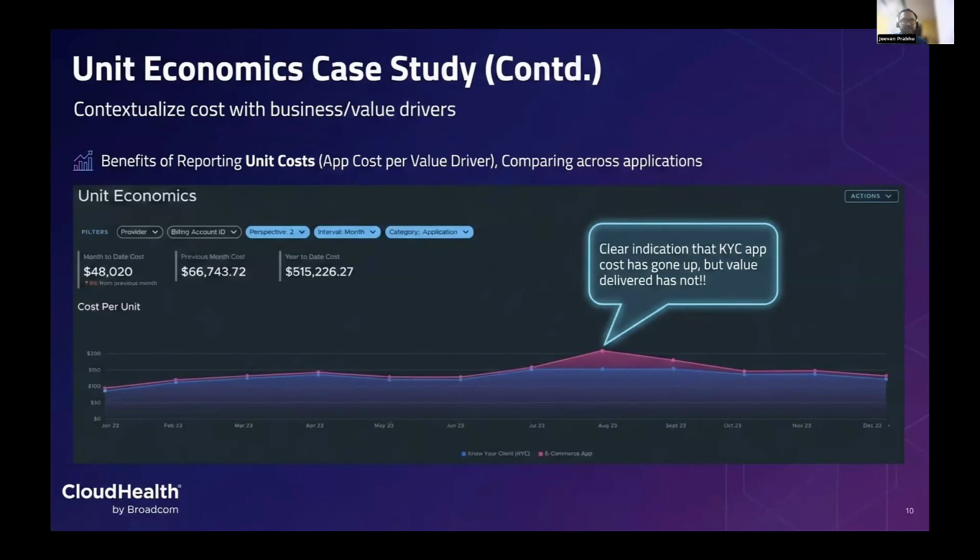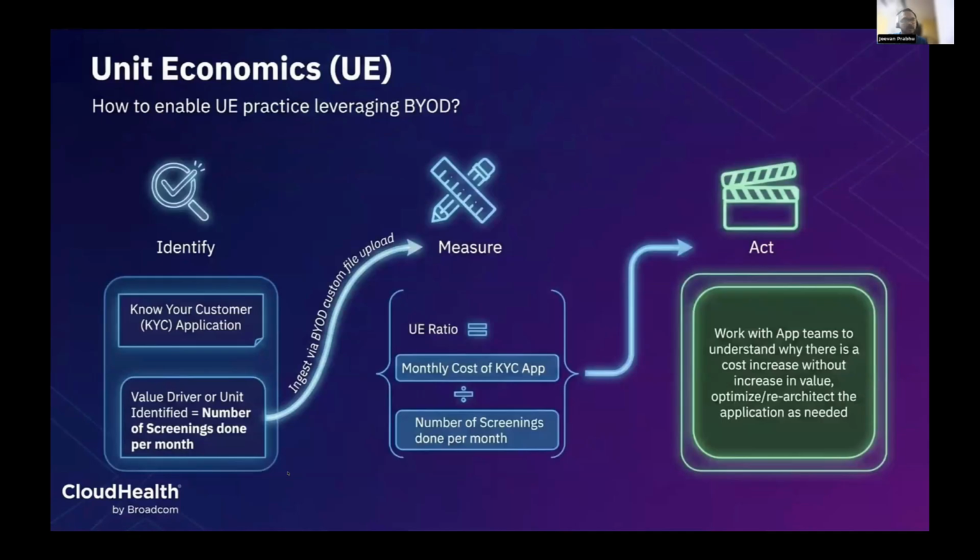And how do we operationalize this? Leveraging data connectors. Next slide. So in three simple steps. First, you need to identify value drivers for each application. Let's say you have a know your client application, a reasonable value driver could be number of screenings done per month. So we need this data in the platform. We have a template documented, so you can get us the value drivers at an application level.